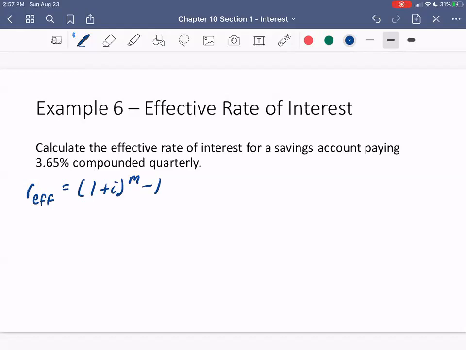Now, our I, though, what is I? I'm going to write it further because I gave you this equation, but what is I? And I was R over M. So now we have all of our variables that we need. We need R and M. That's all we need. We need our rate, and then we need M, which is the times per year.